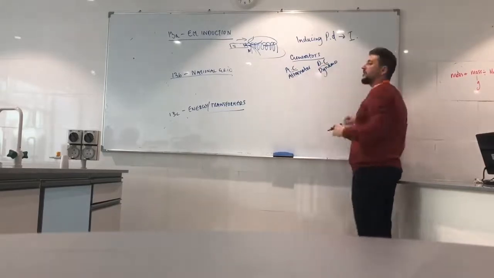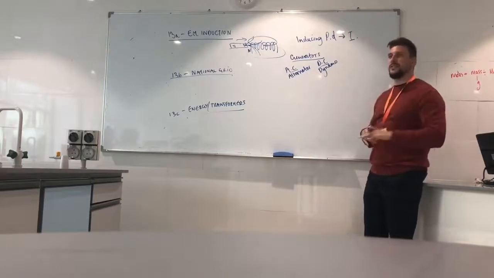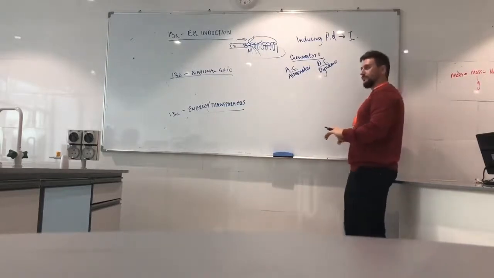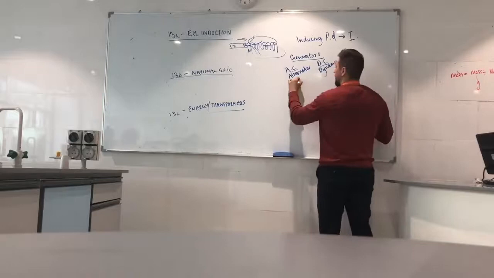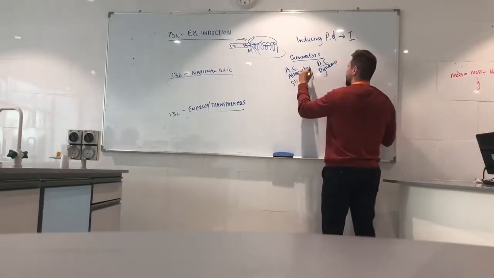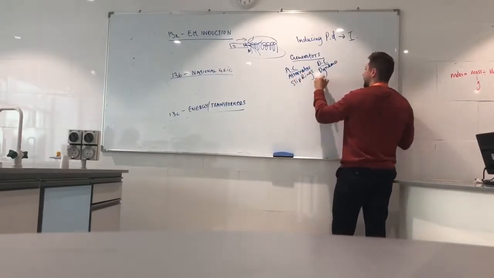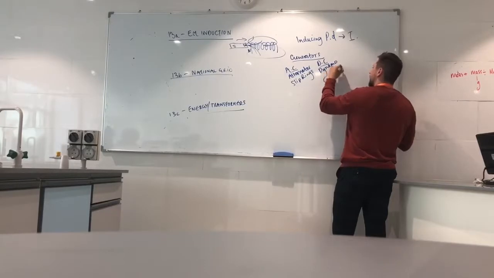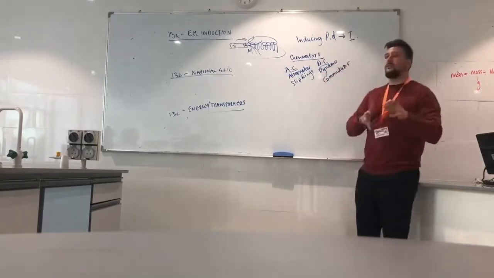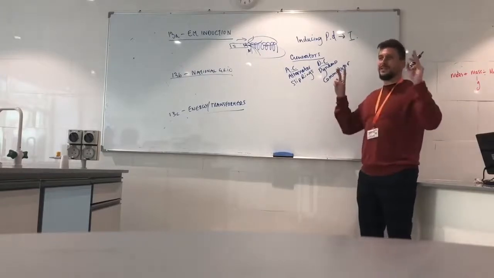What does the alternator use in order to make sure it's AC that's produced? Slip rings. What does the dynamo use? Commutator. Don't get confused, just use slip rings and commutator. Do not worry about the split ring.